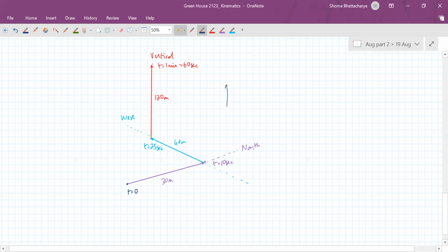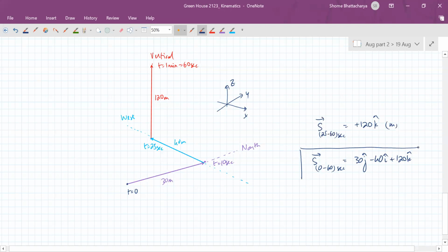Now keeping in mind that this is our z-axis, we can see the displacement from 25 seconds to 60 seconds along the z-axis is plus 120 k cap, and hence the displacement from 0 to 60 seconds, that is the sum of all of these, is 30 j cap minus 40 I cap plus 120 k cap. It doesn't matter what order we write it in. This is the net displacement.